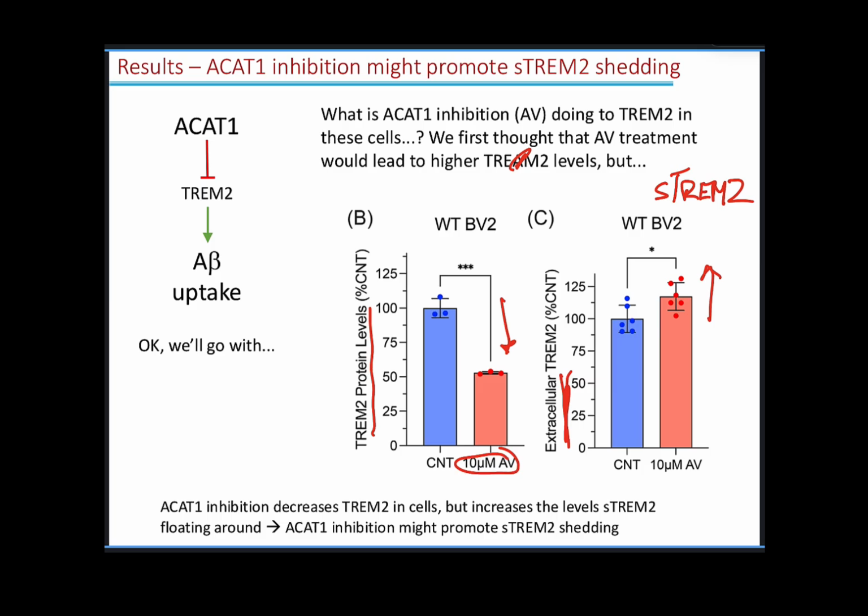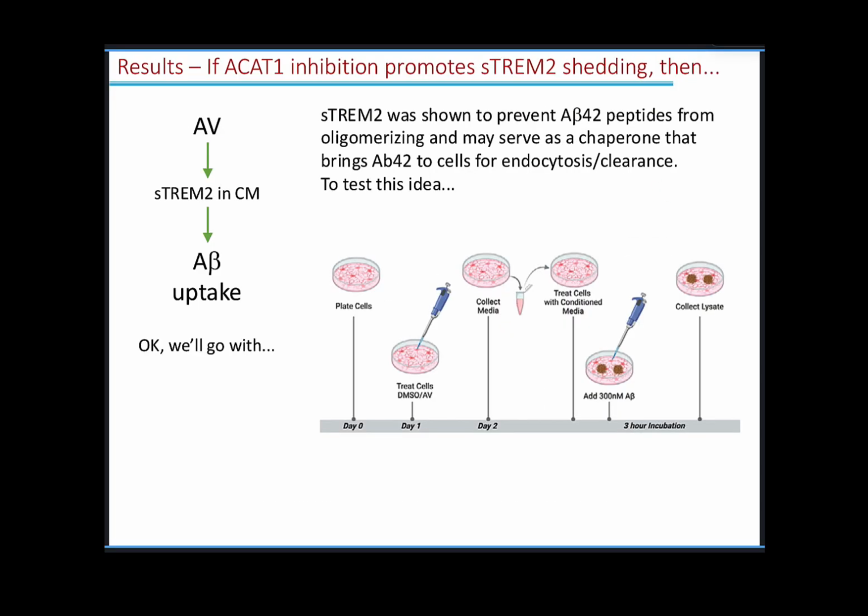So with that prior observation in hand, which they hadn't made, they cite someone else, they say maybe for these cells to have more S-TREM2 floating around is a good thing, right? So they decided to go with a working hypothesis that AV is inducing an increase in the levels of S-TREM2 in CM. Notice how I changed ACAT1 to AV now. So treating the cells with AV is inducing the shedding of S-TREM2 in the conditioned media of these cells, and that is facilitating the uptake of A beta.